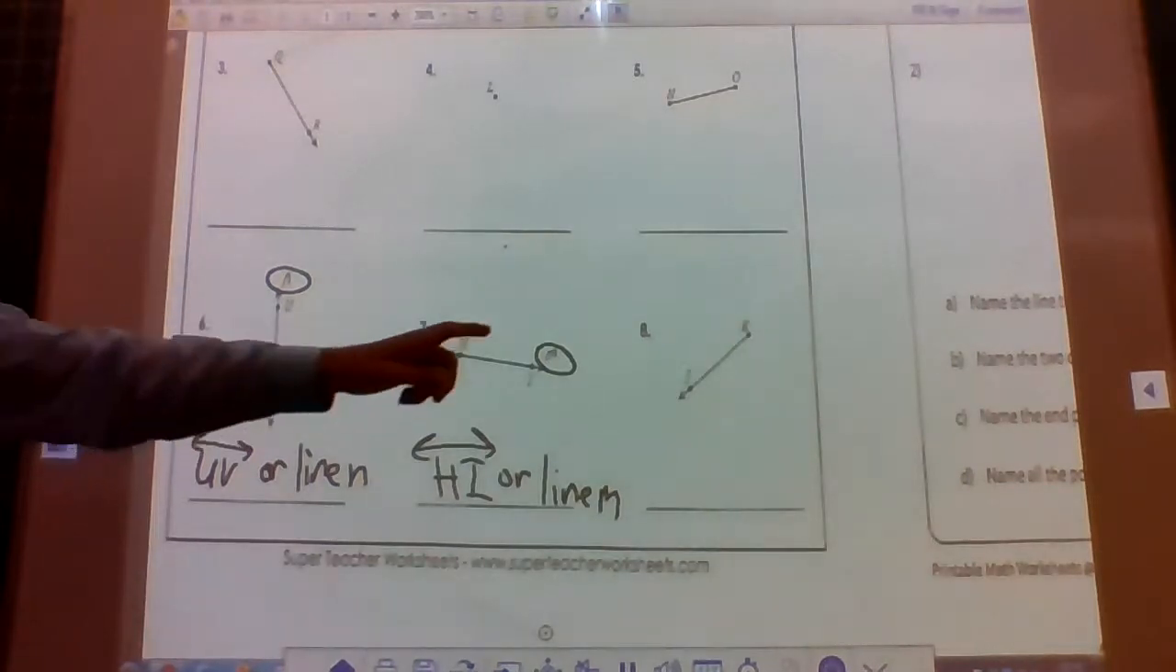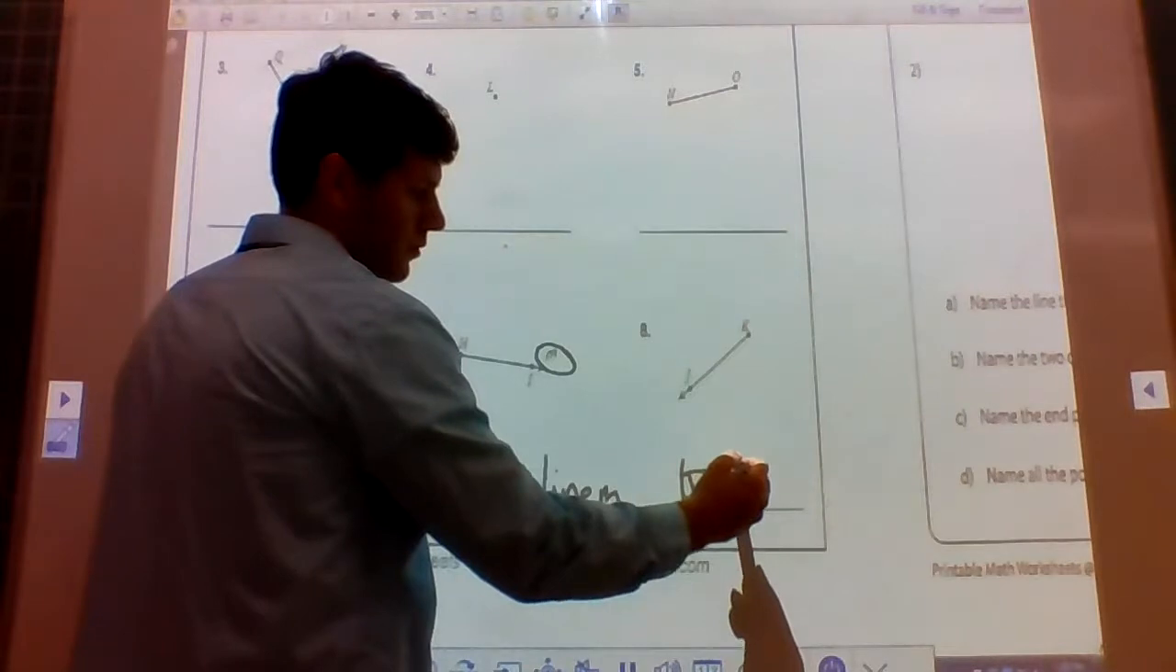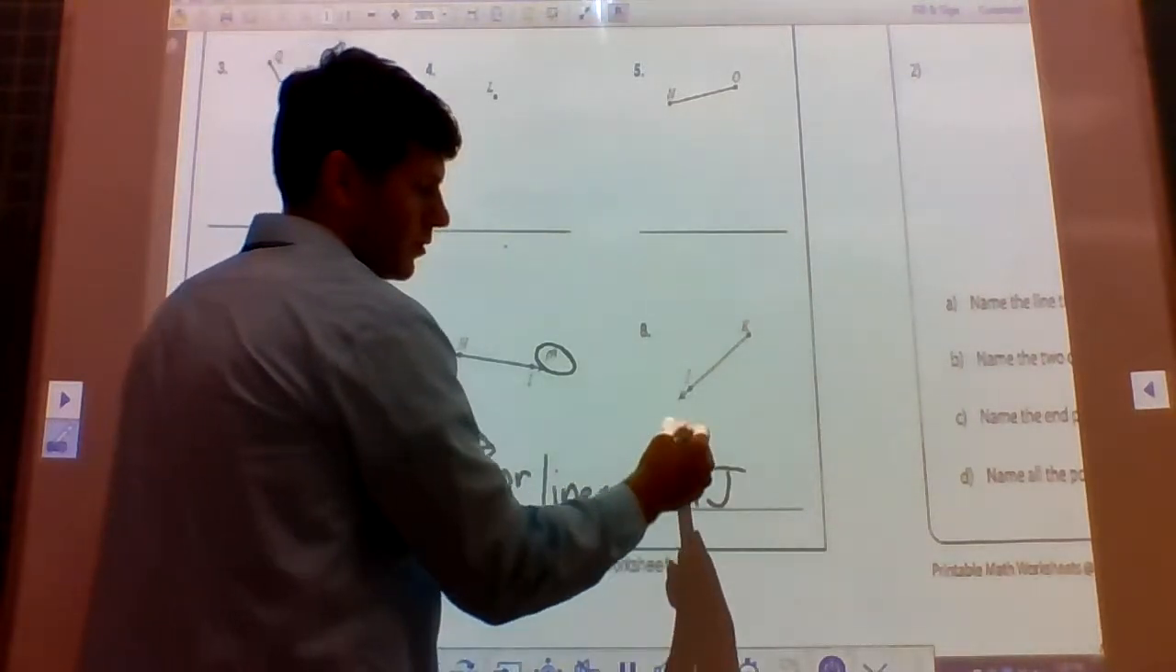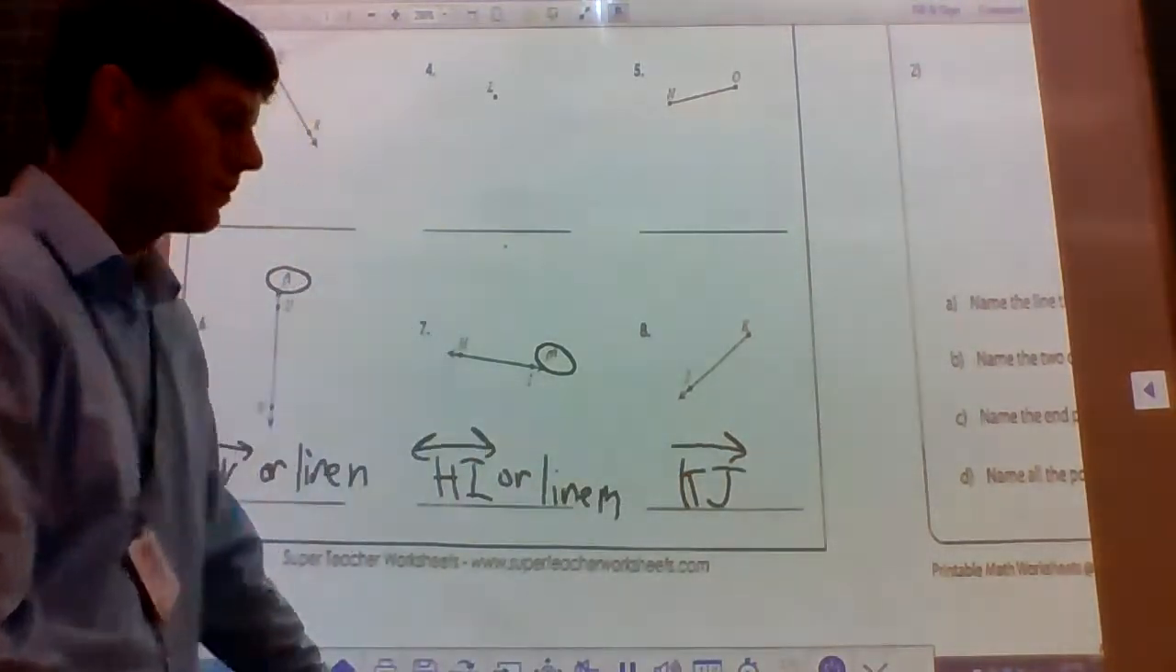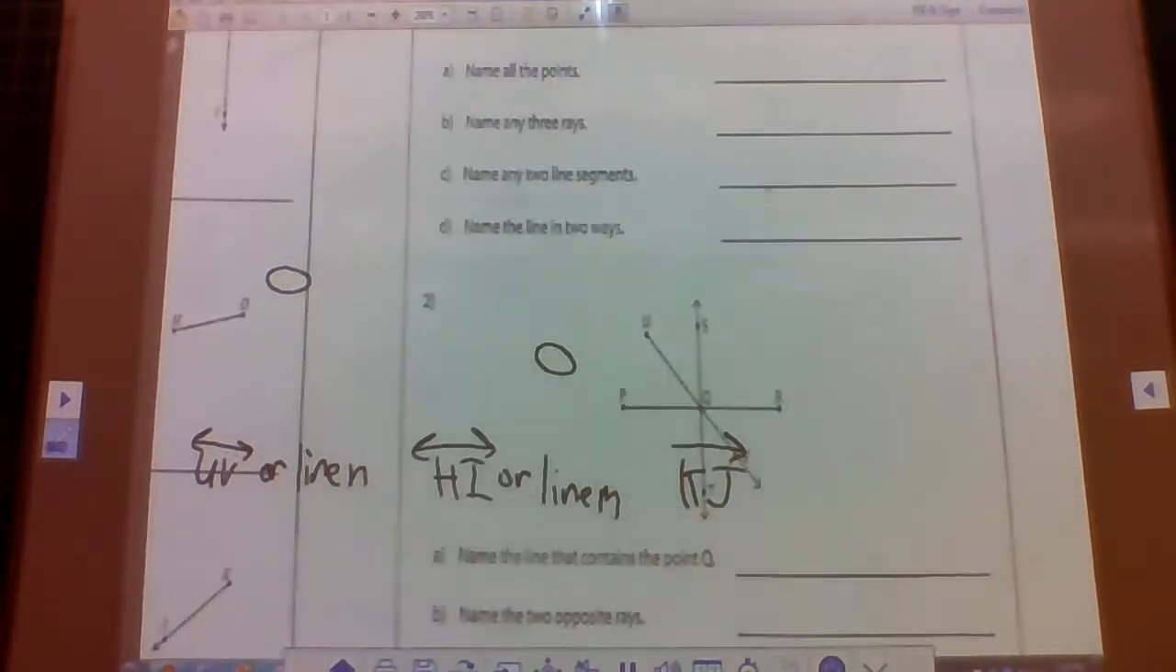Okay, for eight, we have one endpoint K. Then it goes through J to forever. So our arrow is going to be above the J. One arrow because it's a ray. The arrow is above the J. Next side of the page.